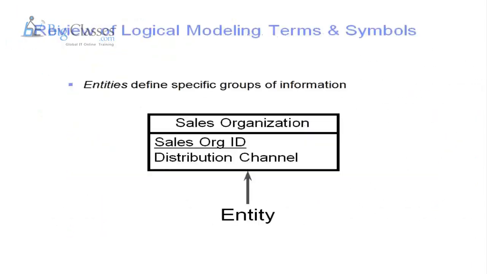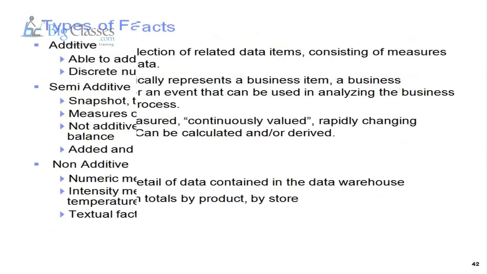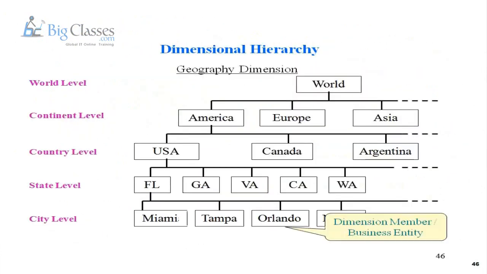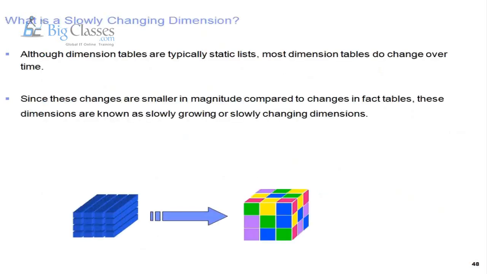Okay, all this we will discuss as part of our process: how we'll be doing modeling, the limitations of ER modeling, and facts and dimension tables, types of dimension tables, like what is a conformed dimension table, what is a junk dimension table, what is a fast changing dimension table, what is role playing, all these. I'm just giving a high-level intro today. All these we will be discussing as part of our training, including what is a slowly changing dimension table.